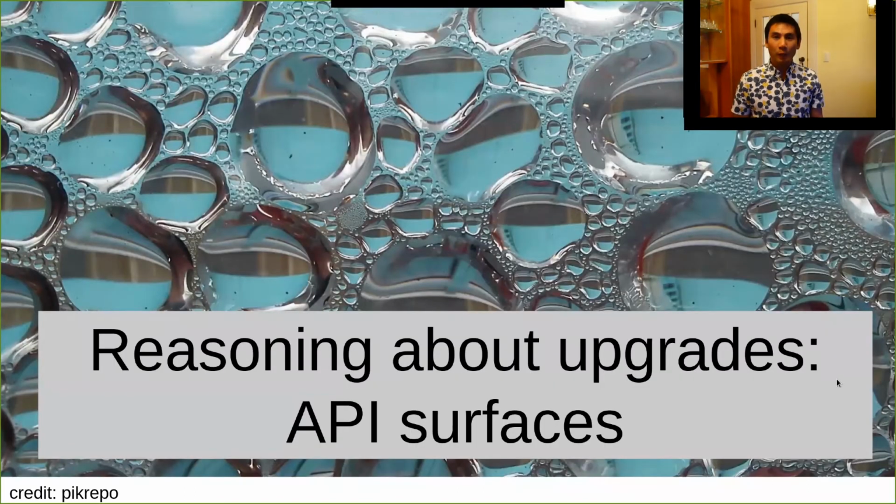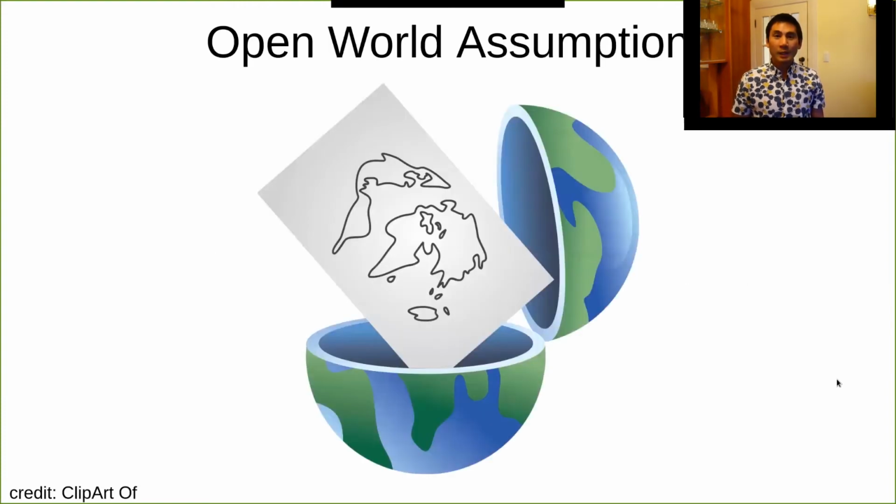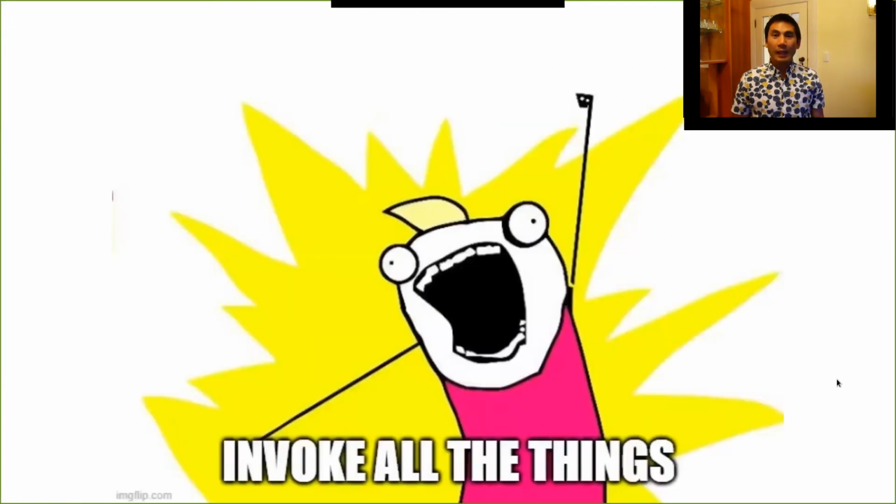I also want to talk about API surfaces. And so the question is, which changes are relevant to an upgrade compared with a particular client? And so to reason about that, one might think of using the open world assumption when reasoning about upstream, as in all the methods might get invoked. This is actually quite limiting in terms of upstream being able to declare that their changes are safe. In the limit, it says you can make no change to any public method, or if you allow reflection, no change to any method at all.